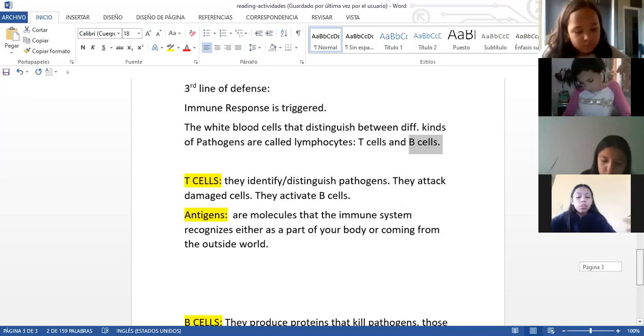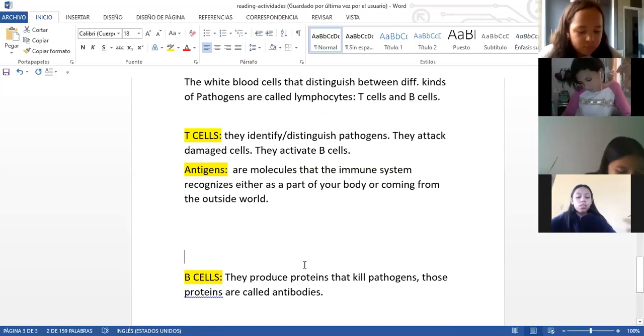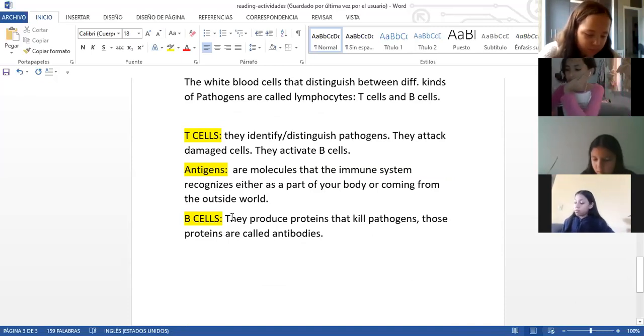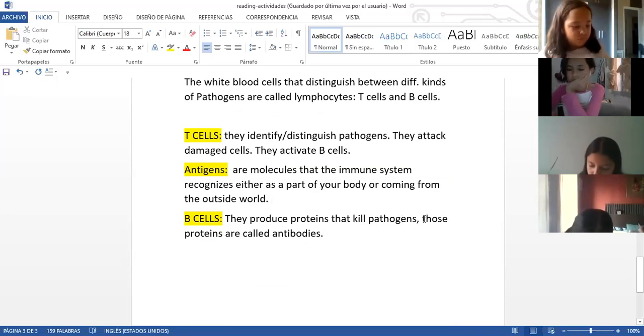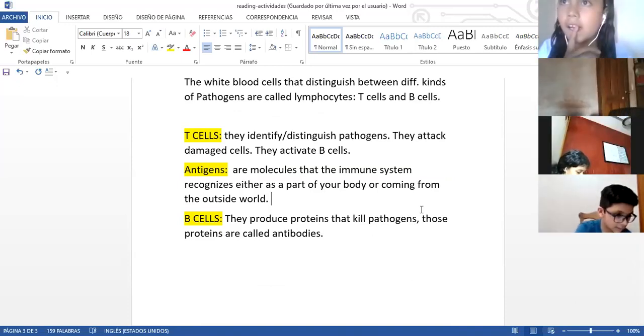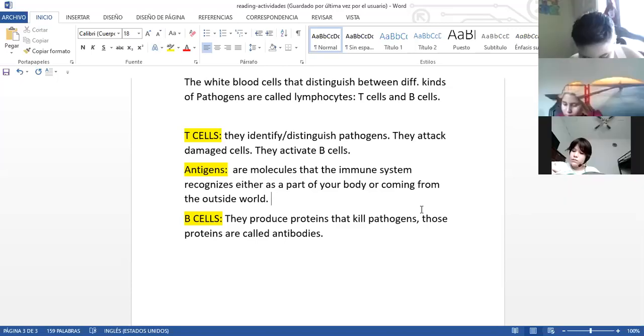These proteins are called antibodies. Okay, I want you to write the definition for a B cell in your notebook. It's right here on the screen. So B cells produce proteins that kill the pathogens, and those proteins are called antibodies. We're going to see that antibodies are specific to different kinds of pathogens. We're going to need different antibodies for different pathogens.